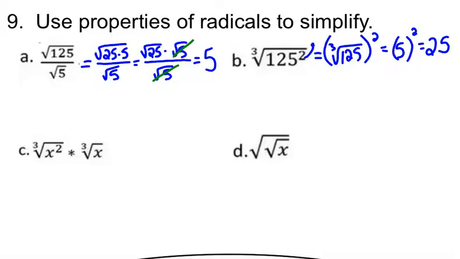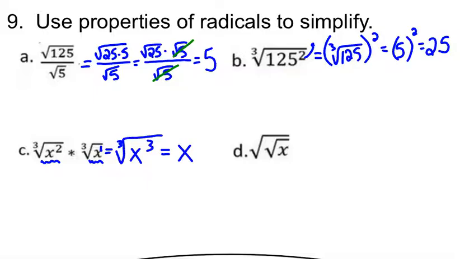Okay, in part C, these are both cube roots, so we are allowed to multiply the things under the radicals. So I can say this is the same thing as the cube root of x squared times x to the first. I'm going to add those exponents, so we have x cubed. And then using the fifth property that we talked about, the cube root and the cube are going to cancel each other out. So we just get x. And since it's an odd index, it is x. We don't have to worry about absolute value.